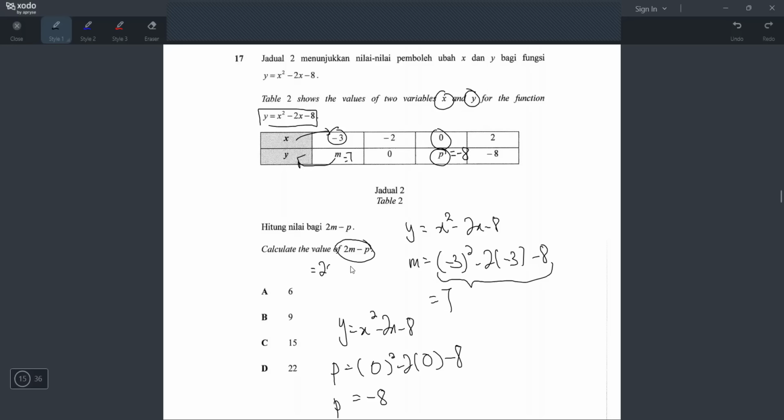It's equivalent to 2m minus p. My m, I know already is 7. My p, I know already is negative 8. So now I can just press my calculator again to get this. So if you press, you will get 22. So the answer is D. Okay. So yeah, I think this is easy. And yeah, this question is very, very easy.